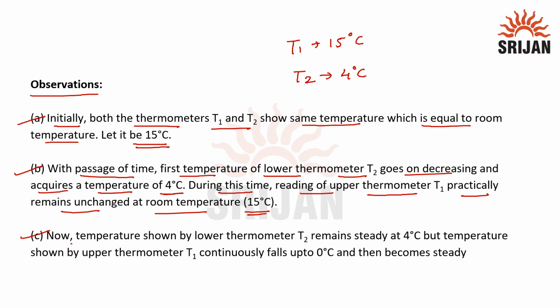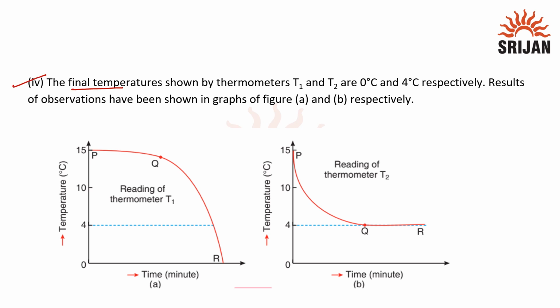C. Now the temperature shown by the lower thermometer T2 remains steady at 4 degrees Celsius, but the temperature shown by the upper thermometer T1 continuously falls up to 0 degrees Celsius and then becomes steady. D. The final temperatures shown by thermometers T1 and T2 are 0 degrees Celsius and 4 degrees Celsius respectively. Results of observations have been shown in graphs of figure A and B respectively.